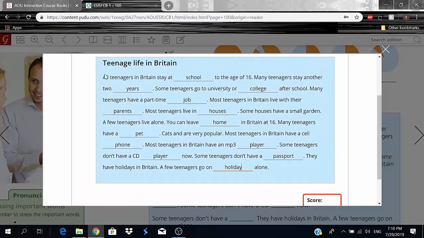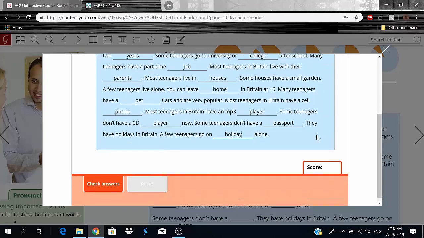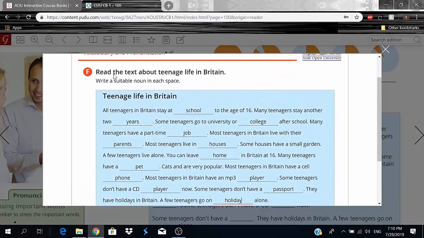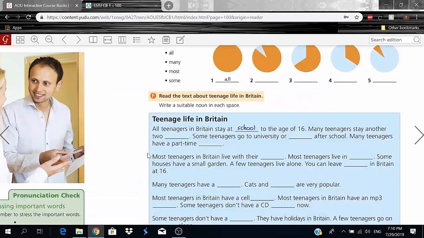Anyway, alright, so all teenagers, so we have school, years, college, job, parents, houses, home, pet, phone, player, player again, passport, and finally holiday. Okay, these are the nouns for exercise F here. Now let's move on to reading.